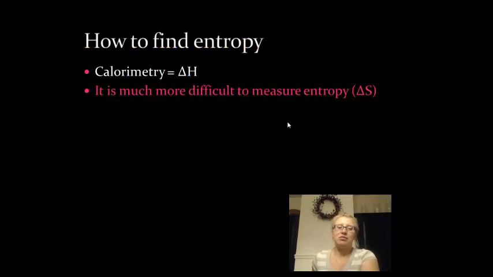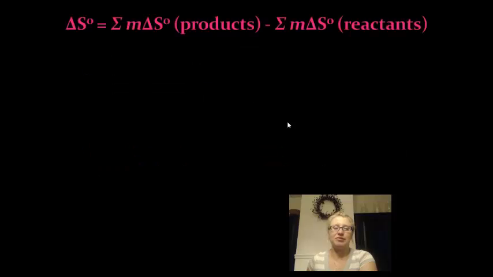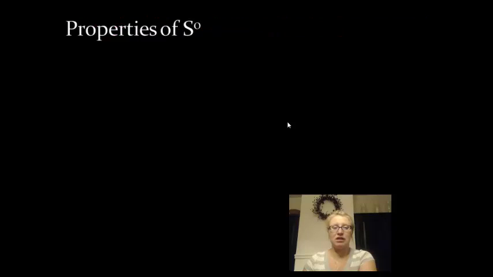So we use calorimetry to find change in enthalpy, but it's much more difficult to find change in entropy. So we use the standard molar entropies, which are similar to the standard enthalpies. They're the molar entropies for substances in their standard states at 1 atmosphere. And this formula should look familiar. The change in entropy is equal to the sum of the moles times the entropy of the products minus the sum of the moles times the entropy of the reactants.